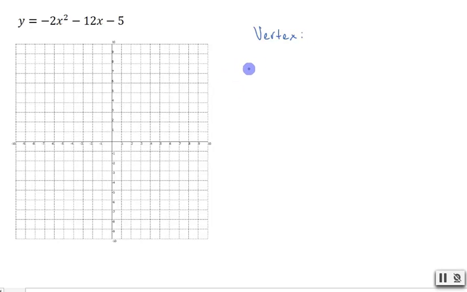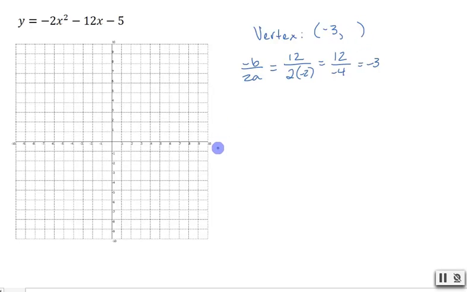The vertex is going to be -b over 2a for the x part. That means a negative of -12, or +12, over 2 times a, which is -2. So 12 divided by -4 is -3. So the vertex has an x of -3.